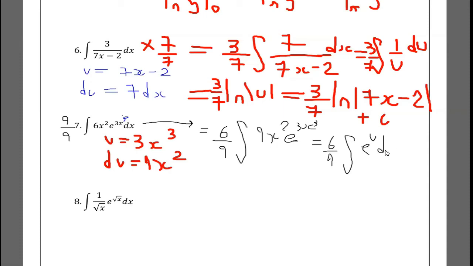Then when you integrate e to the u, you just get back e to the u. So this answer works out to be 6 over 9, which is really 2 over 3. So it's 2 over 3 e to the u plus some constant c. But then what was u? u was 3x cubed. So finally, this is 2 over 3 e to the 3x cubed plus c.